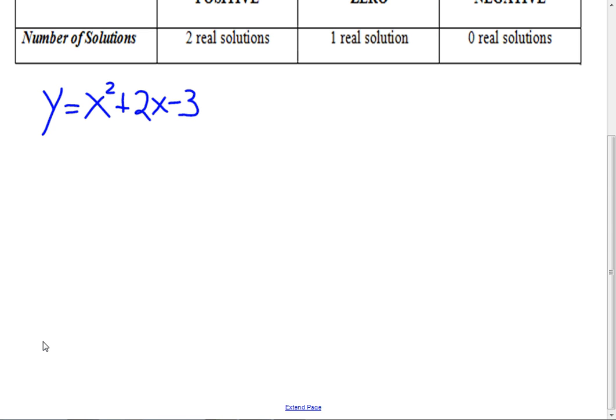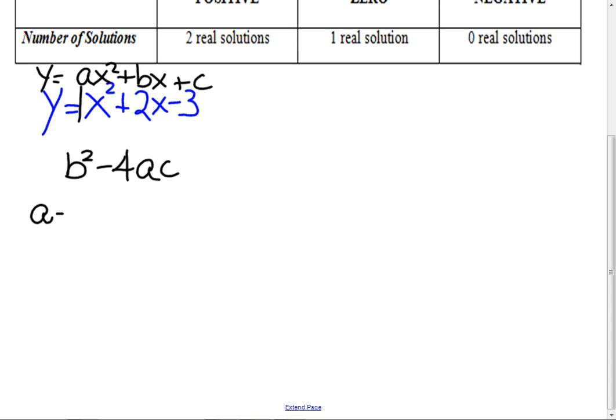Okay, so all we're going to do is look at this b squared minus 4ac. So y equals ax squared plus bx plus c. What's a equal to? No, a is the number in front of x squared. Henry, what's a equal to? 1. What's b equal to? 2. Henry, please face forward. C is equal to what? Minus 3.